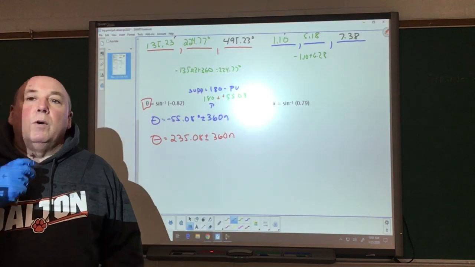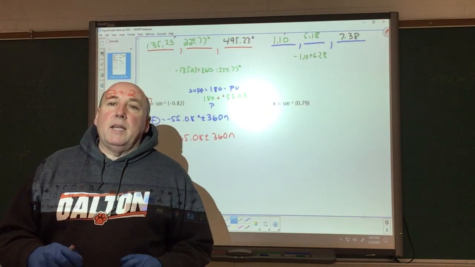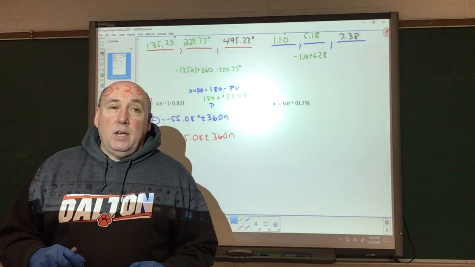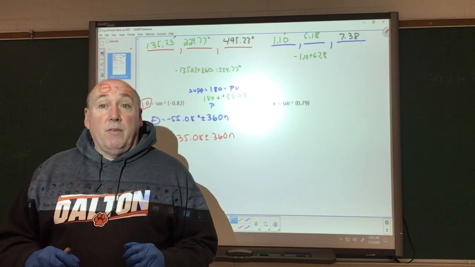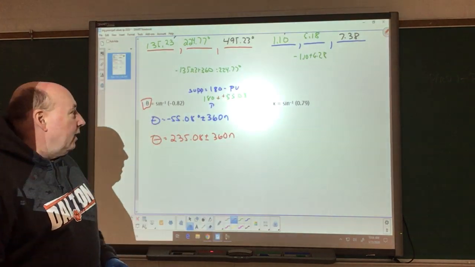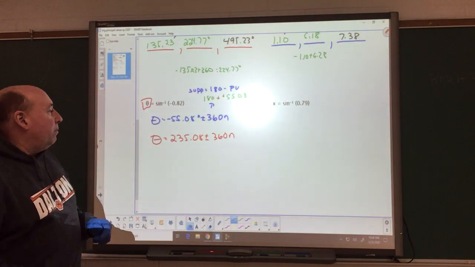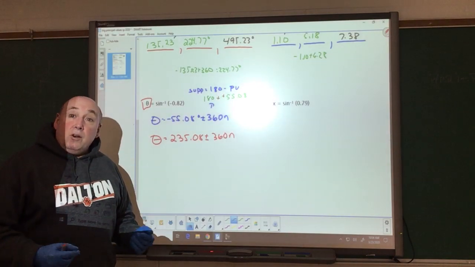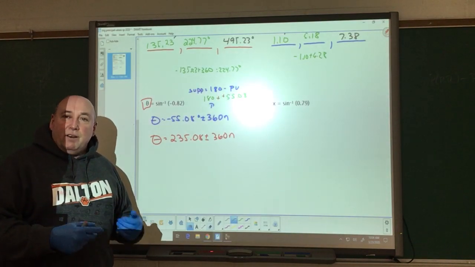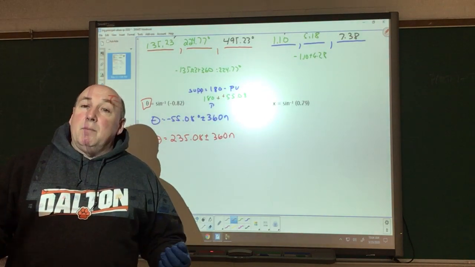Now, once again, what's our definition of supplementary angles? Two angles that add together to equal 180 degrees. That's the definition of supplementary. So if I take negative 55.08 plus 235.08 and add them together, we get 180 degrees. So they are supplementary. They don't have to be between 0 and 180. It could be bigger.